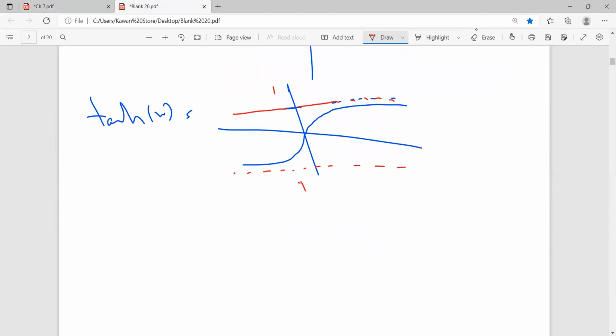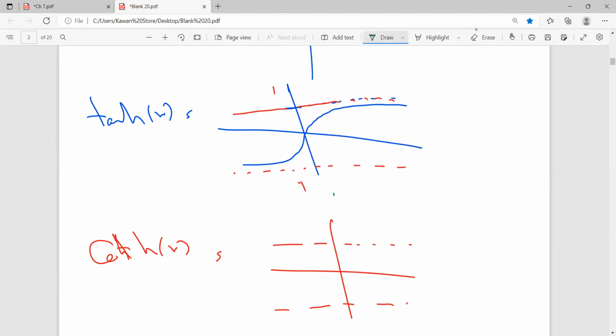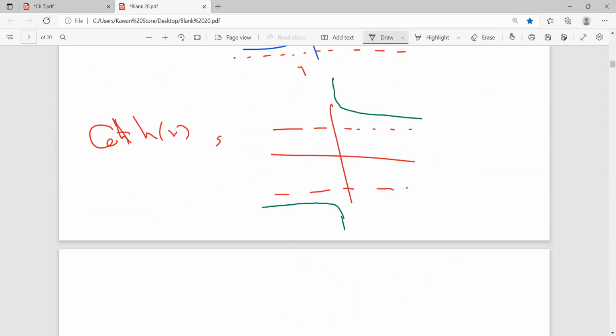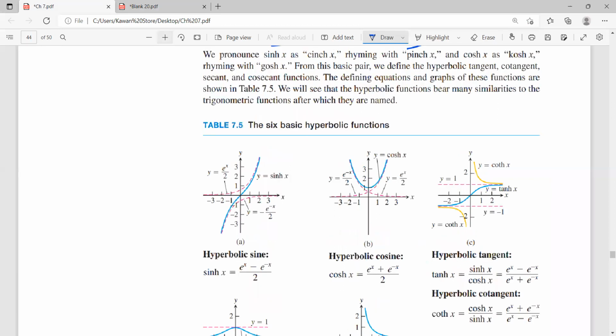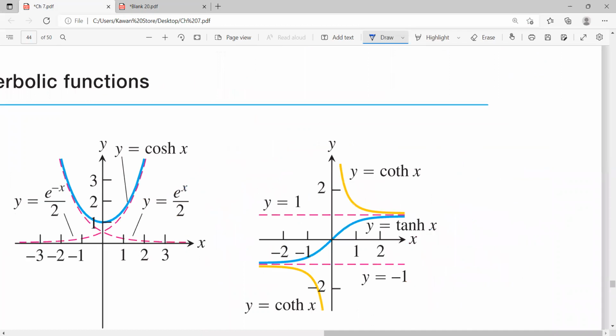How about the cotangent hyperbolic graph? The cotangent hyperbolic graph you can do complementarily on the tan hyperbolic graph, or you can do it like that. It's like 1 over x, but here we have 1 and minus 1 again. That's why in your lecture note you can see both graphs on the one, combined together, because it's easier for you.